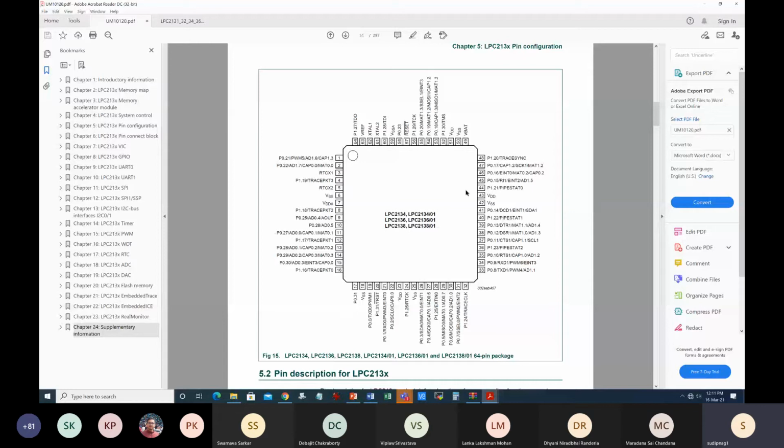So this is the pin configuration of the LPC2138 microcontroller, and if you look at it, there are lots of GPIO pins. Wherever you find P something, that indicates GPIO pins. And apart from GPIO pins, there are some power supply lines like VDD, VSS, reset, and so on, and also crystal pins.